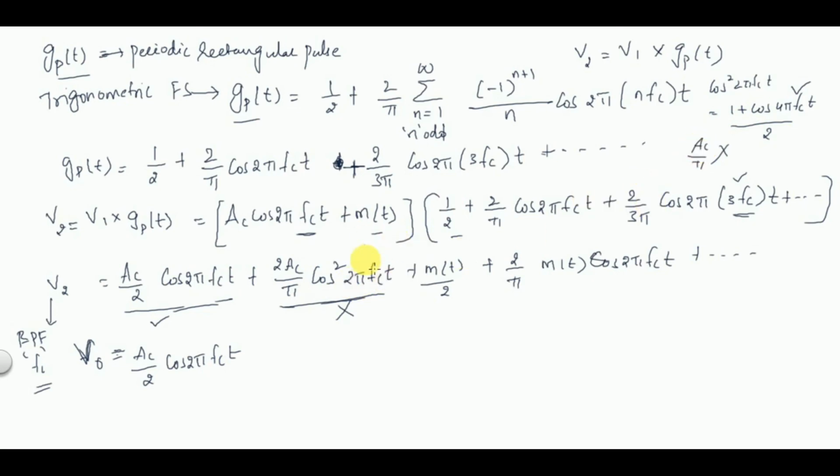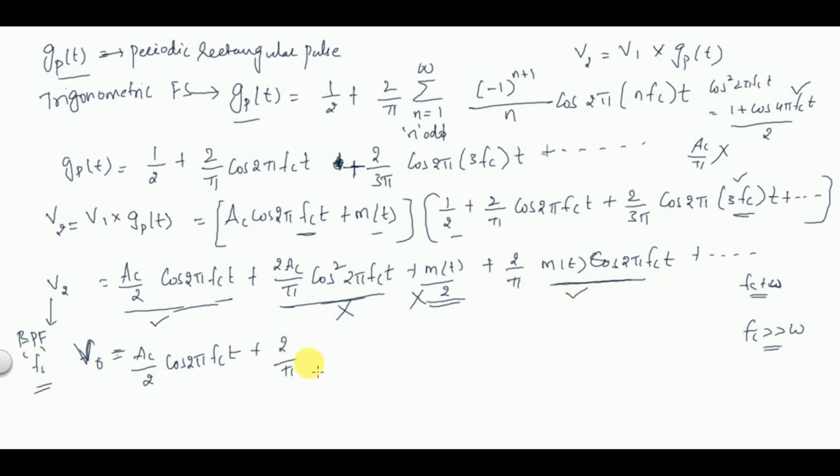Similarly, the second term frequency is 4 pi fc, that is 2fc, so it is also eliminated by the band pass filter. And the third term is m of t by 2, and m of t is a low frequency signal as we have already seen, so fc is very much greater when compared to w, so this term is also eliminated by the band pass filter. And the frequency of the fourth signal is fc plus w, so it is around fc, because w is very much smaller when compared to fc, so it is passed by the band pass filter.